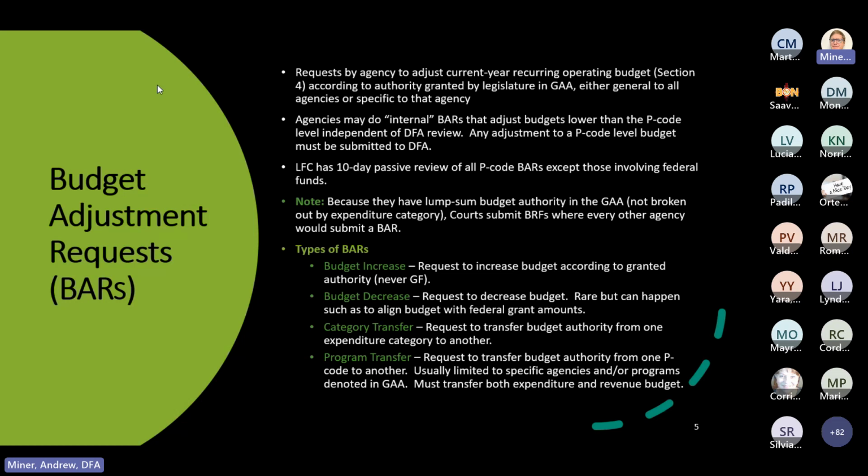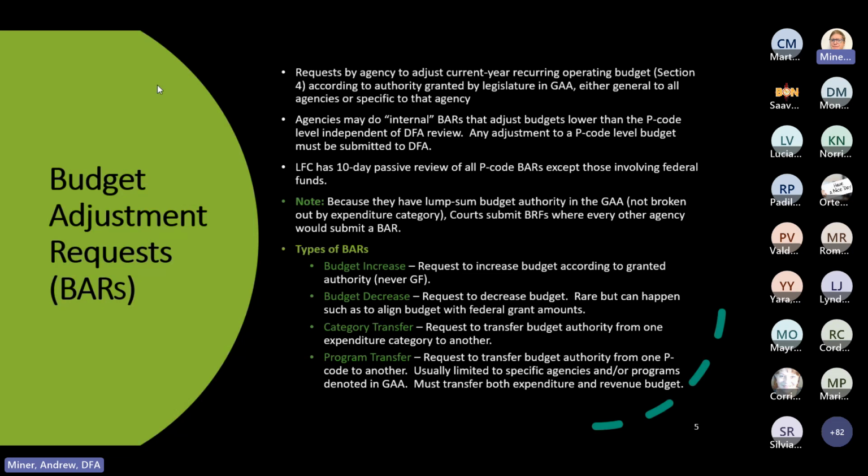Okay, then there's some different types of bars, basically 4 different types. So there's a budget increase, which of course, as the name would imply, is a request to increase your budget according to granted authority. As I talked about this morning, this is never general fund. Okay, you could never do a bar to increase your general fund.